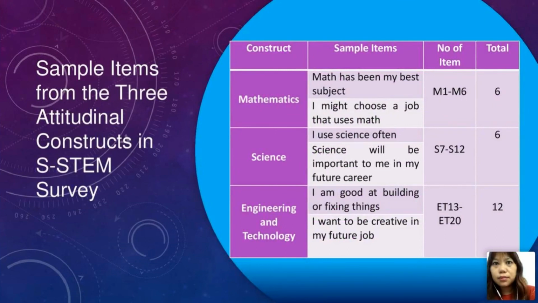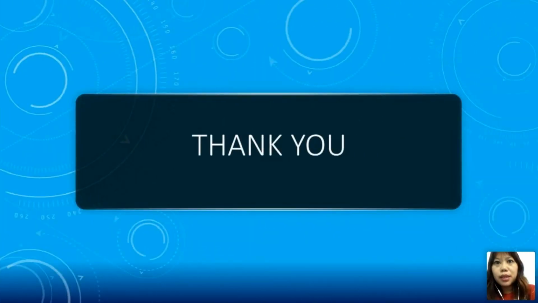In the quantitative survey, there is the STEM survey, which has 3 constructs: mathematics, science, engineering, and technology, which survey the students about their interests. The analysis is an ongoing process. Thank you.